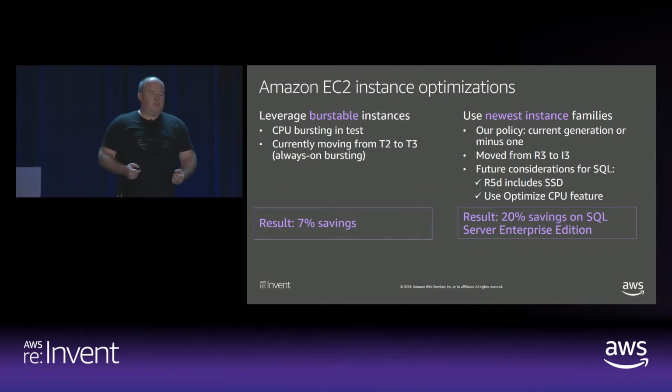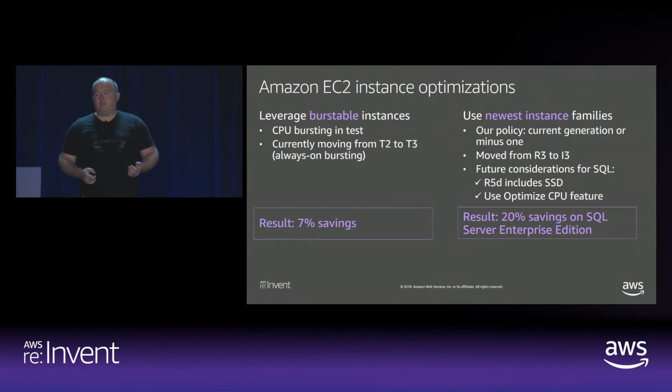Look to use the newest instance families. We have a policy at Xero that we will always use the current generation or -1. So if we're using a C-class instance type, we would expect our teams to be running on C5 or C4 instance classes. If they're running on C3, they're going to get a call from me and ask them to get moving.